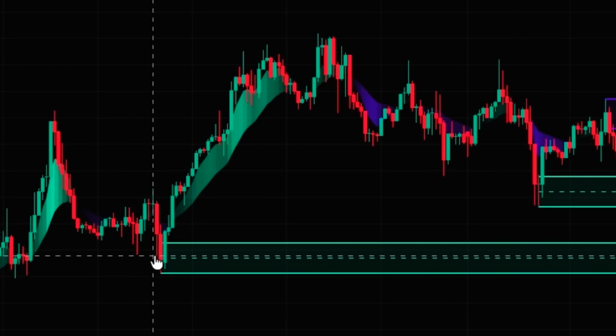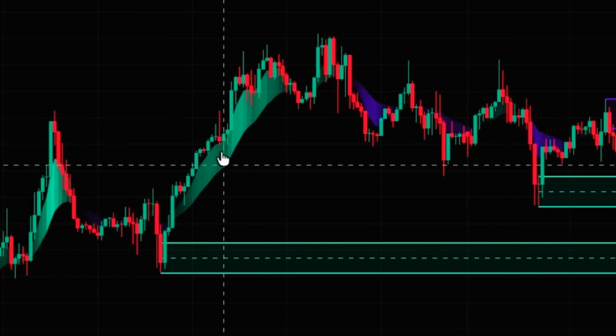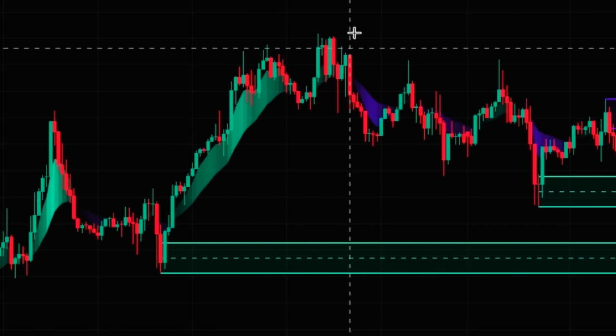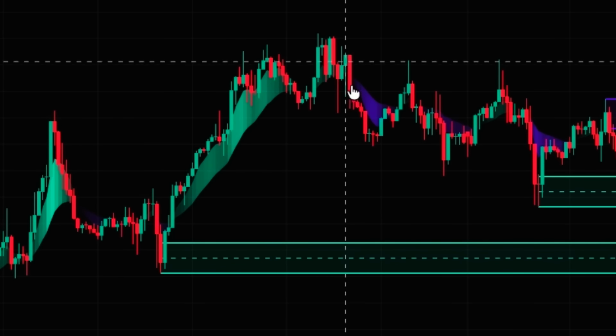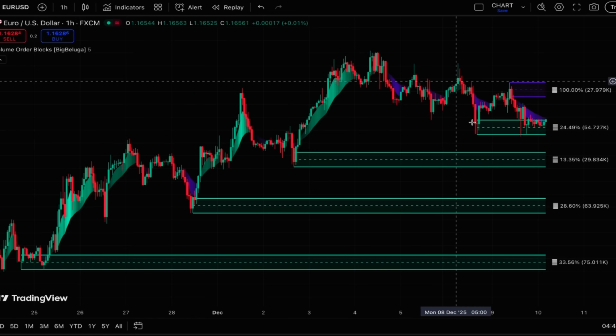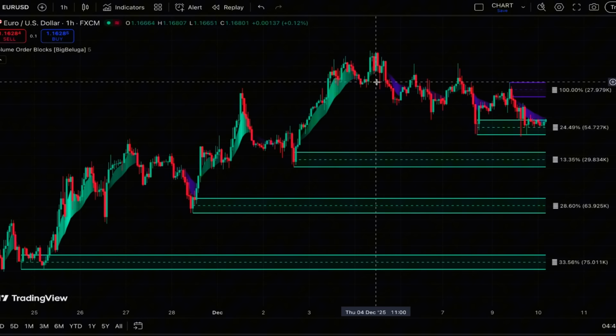When the shorter EMA crosses above the longer EMA, the area between them becomes green, showing advancing of the price in an uptrend, and when the shorter EMA crosses below the longer EMA, the area between them becomes purple, and this shows decline of the price in a downtrend. This indicator uses these EMA crossovers and some other calculations based on the price action and volume to determine the formation of bullish and bearish order blocks on the chart.